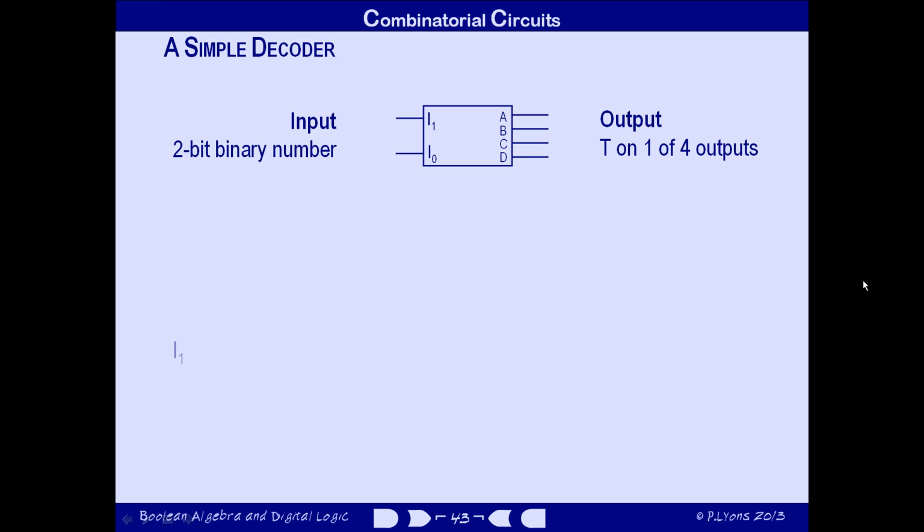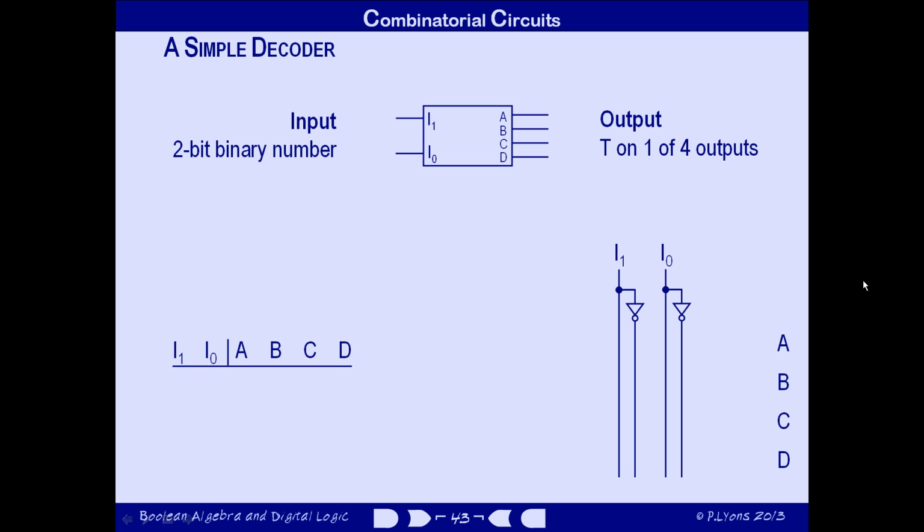Our truth table will therefore have 2 columns of input, and our circuit diagram will have 2 input signals running down the left-hand side. There are 4 independent outputs, so there are 4 output columns on the truth table and 4 output wires driven by the circuit. We start, as usual, by listing all the input combinations, and then we show the outputs that are generated for each of those input combinations.